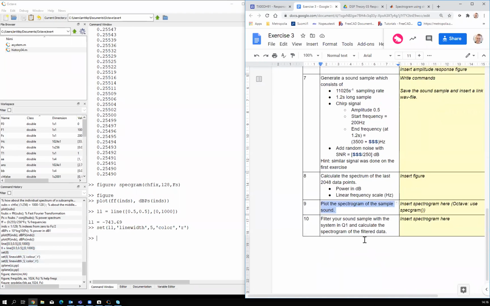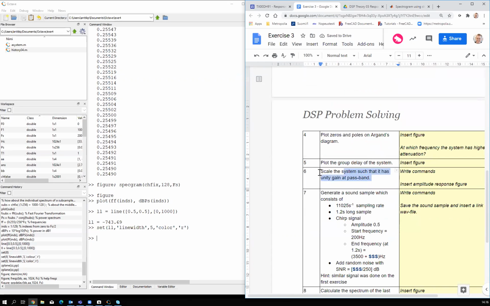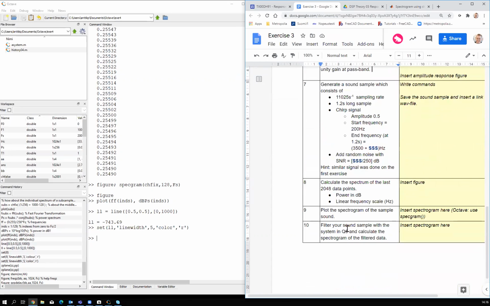Actually in here, when I say filter sound sample with the system Q1, I would actually say Q6, which is the unity gain at passband system. That makes it look the same, but this one makes a little bit more sense. So you scale the filter to unity gain, and then you use it. Okay, so that is my part for today.